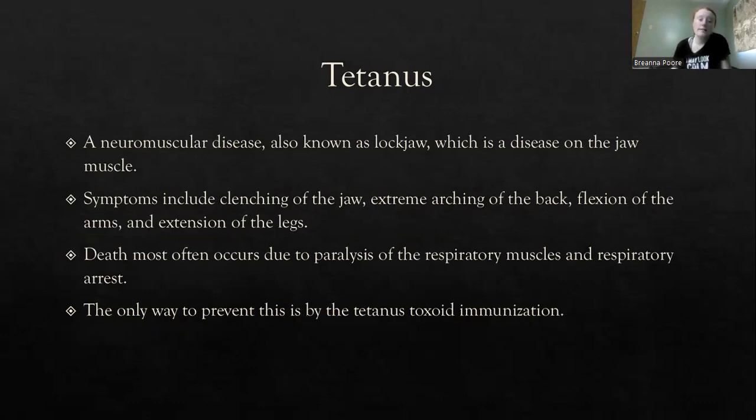Tetanus is a neuromuscular disease, and it's also known as lockjaw, and it's a disease of the jaw muscle. Symptoms include clenching of the jaw, extreme arching of the back, flexion of the arms, and extension of the legs. Death most often occurs due to paralysis of the respiratory muscles and respiratory arrest. And the only way to prevent tetanus is by getting the tetanus toxoid immunization, which is recommended every 5 years.